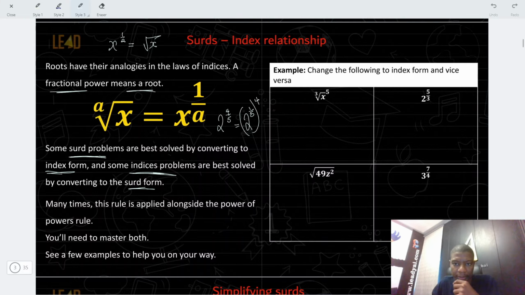So this guy here, if I want to rewrite this, I'll rewrite this as x raised to the power of 1 over 3, raised to the power of 5. Then I can multiply the powers to give me x raised to the power of 5 over 3.